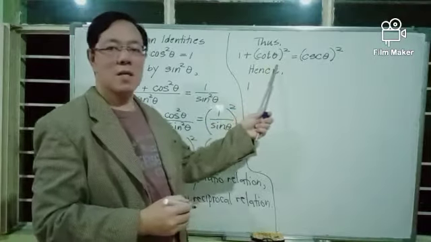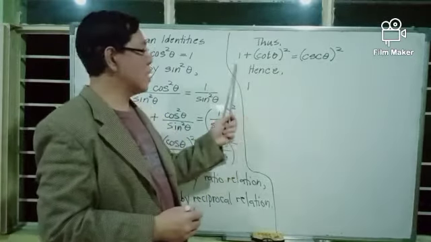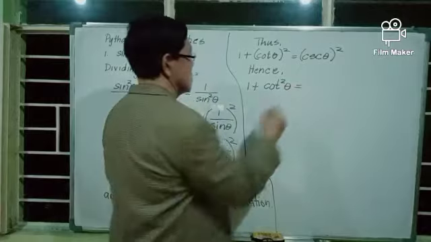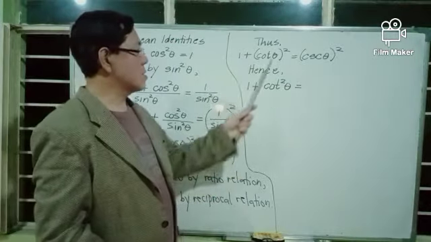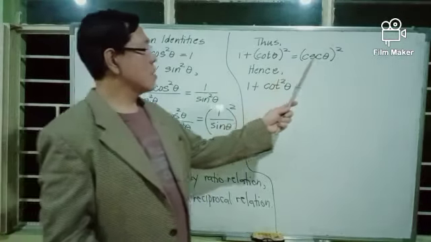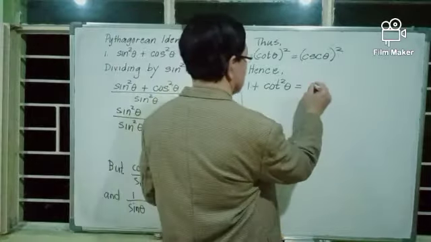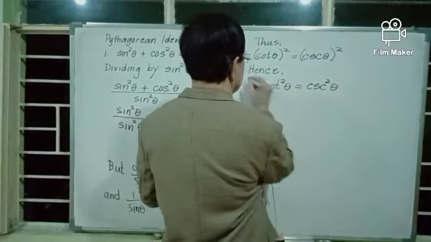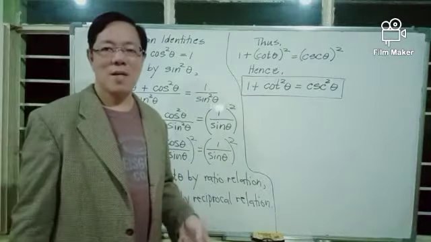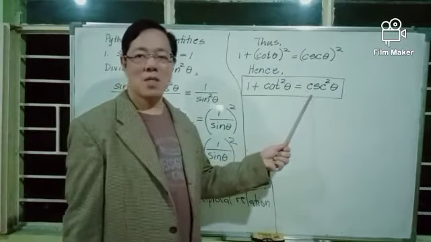But the square of cotangent theta is the same as cotangent squared theta. So the left hand side is equal to 1 plus square of cotangent theta, equals the square of cosecant theta, which is cosecant squared theta. And we have derived the second Pythagorean identity: 1 plus square of cotangent equals the square of cosecant.